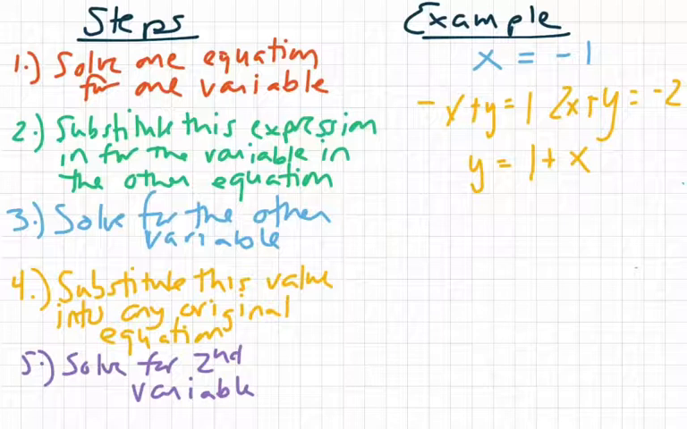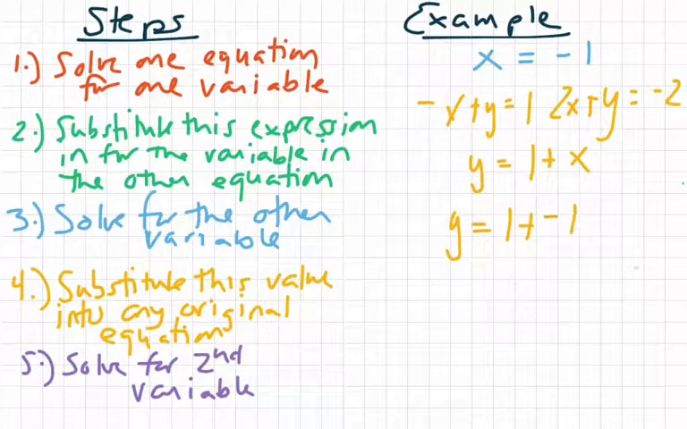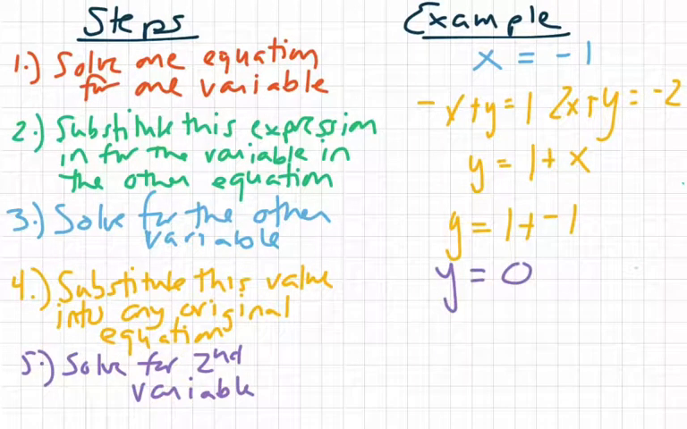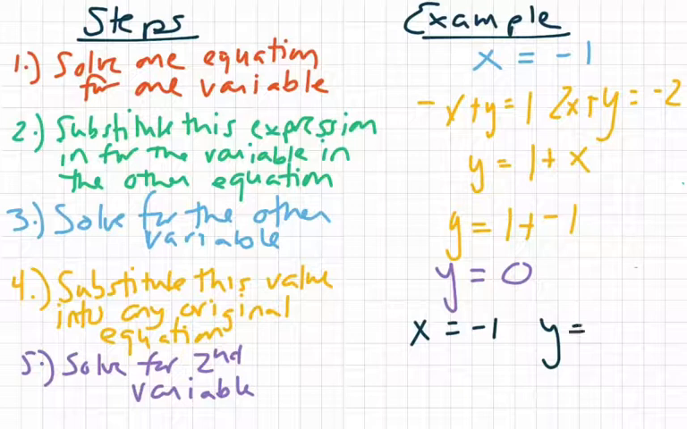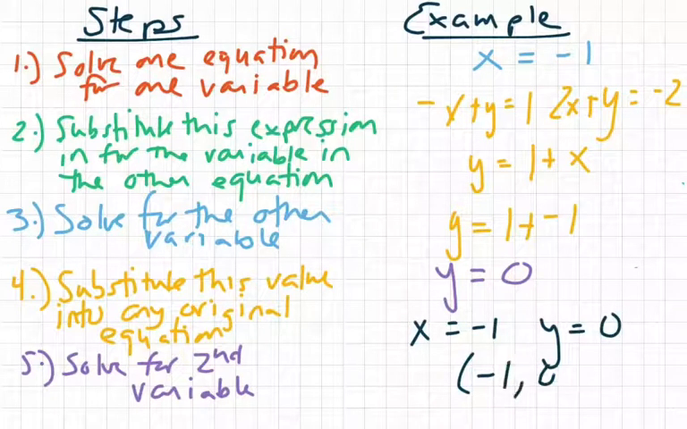So we're going to take this -1 and we're going to substitute it in for x right here. And we're going to do that in yellow, I guess. So y equals 1 plus -1. And then the purple step, solve for the second variable. y is equal to 0. And so our final answer to this problem is x is equal to -1, y is equal to 0, or if you were writing it as an ordered pair, it would be -1, 0.